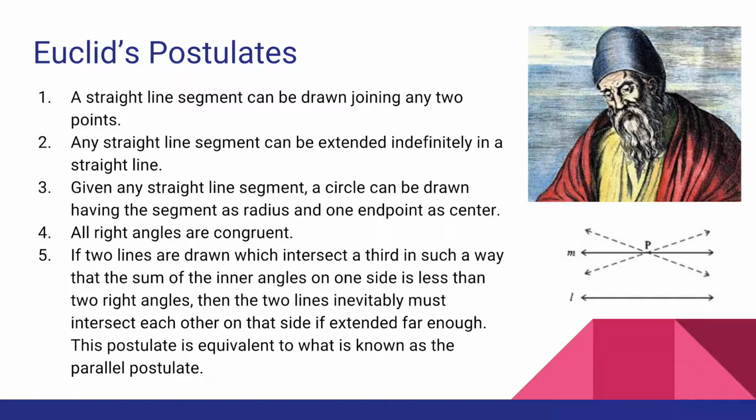And finally, if 2 lines are drawn which intersect a third in such a way that the sum of the inner angles on one side is less than 2 right angles, then the 2 lines inevitably must intersect each other on that side if extended far enough. This postulate is equivalent to what is known as the parallel postulate.